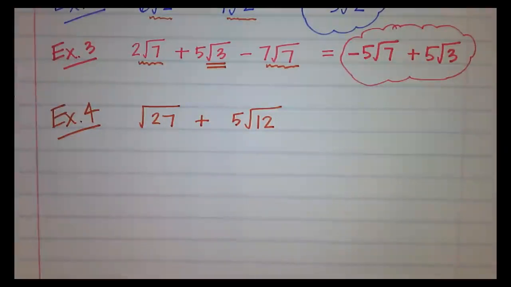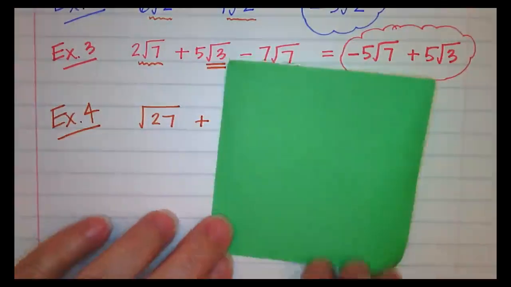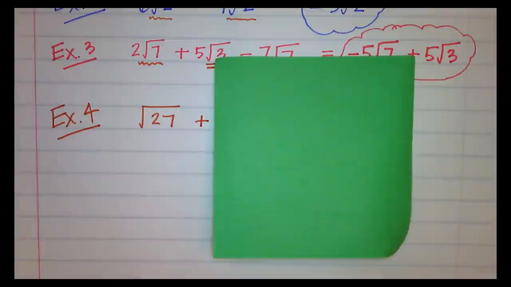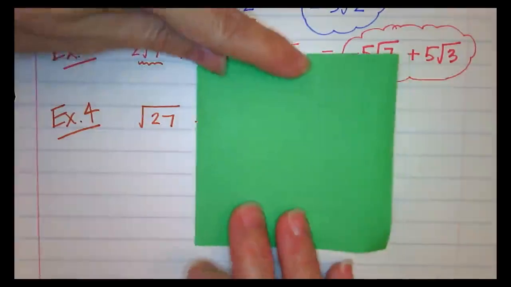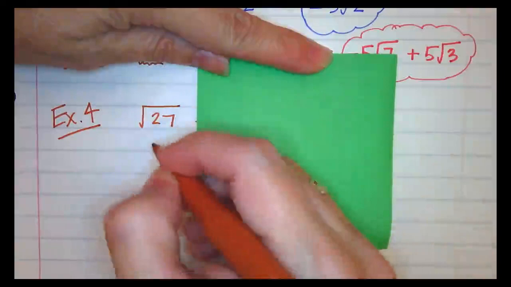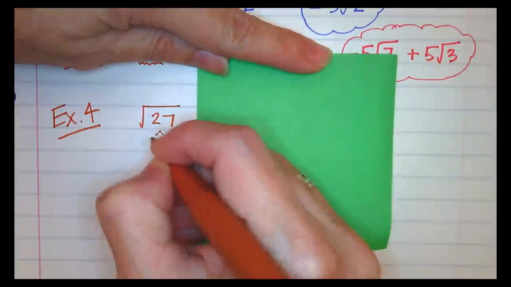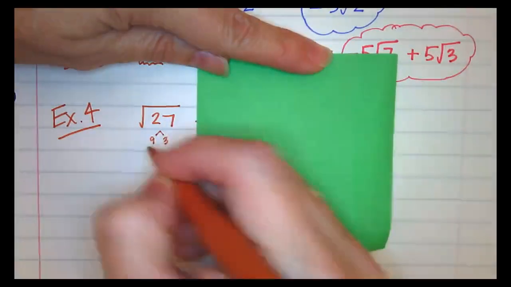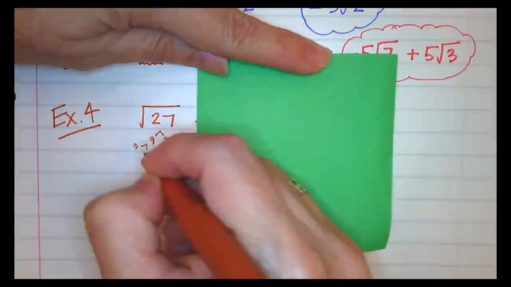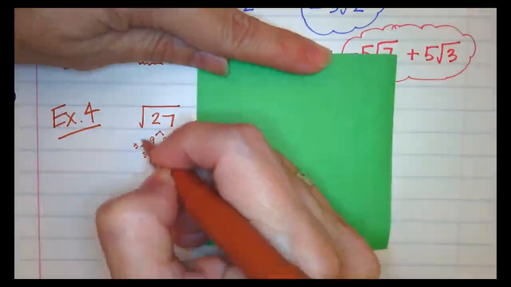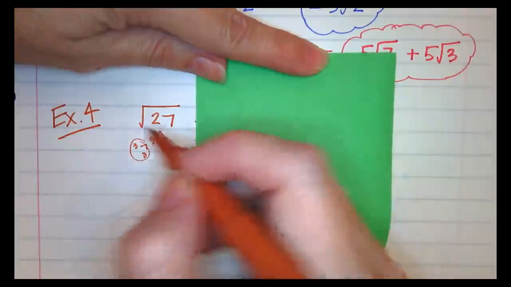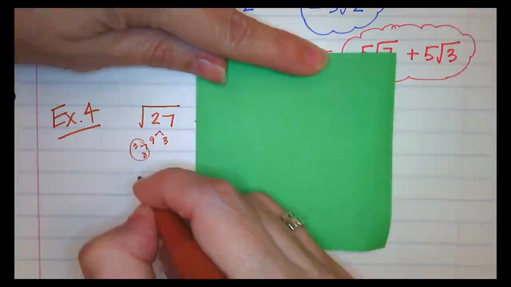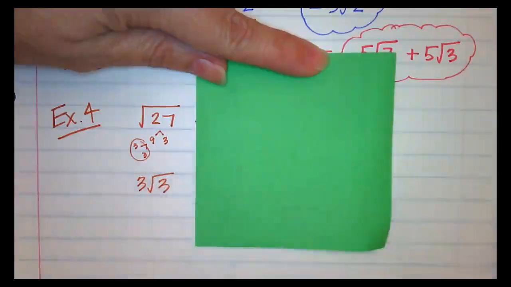All right, so here we go. We're basically going to split this into two problems. We're going to do one at a time. I am going to take a little sticky note here and cover this side up for just a second. We're just going to work with the square root of 27. I know that the square root of 27 would be 9 times 3. That would be 3 and 3. I can take a pair of 3's out. So the square root of 27 is going to be the same as 3 root 3.